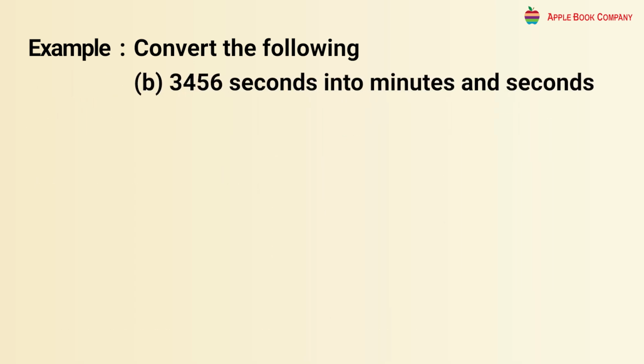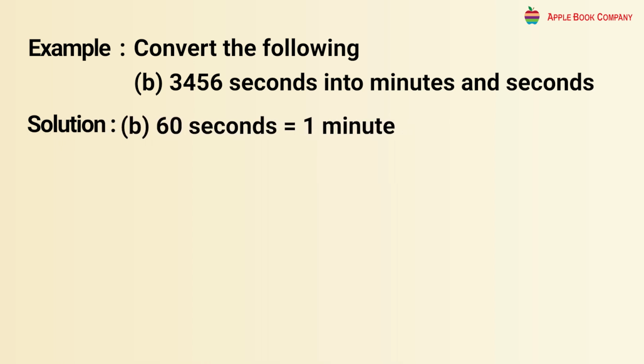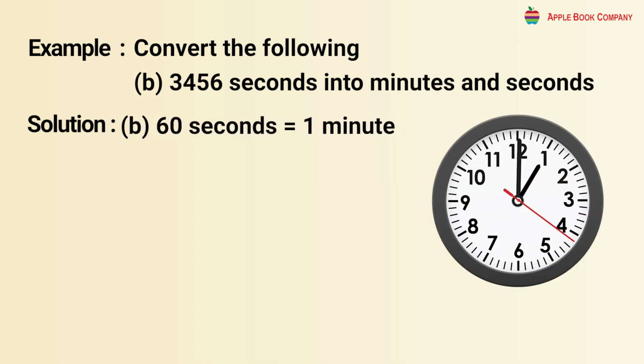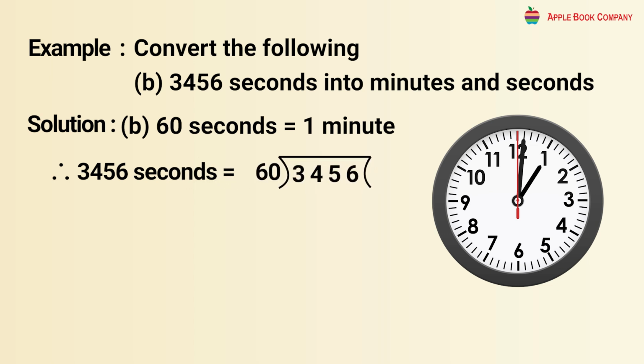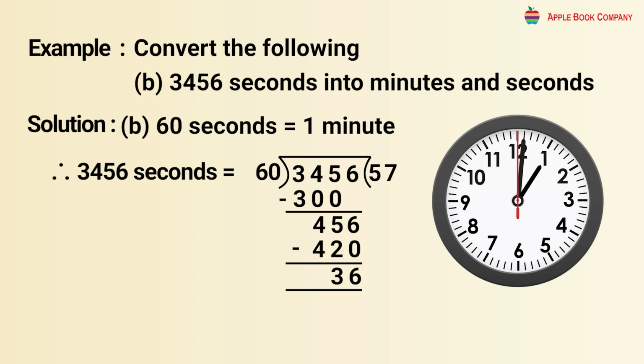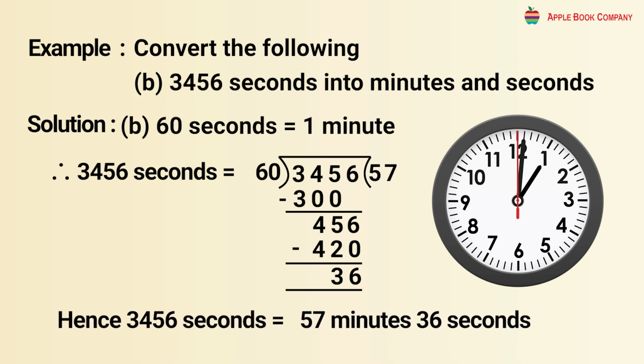B bit: 3456 seconds into minutes and seconds. We know that 60 seconds equals 1 minute. Therefore, 3456 seconds equals 3456 divided by 60 seconds equals 57 minutes 36 seconds. Hence, 3456 seconds equals 57 minutes 36 seconds.